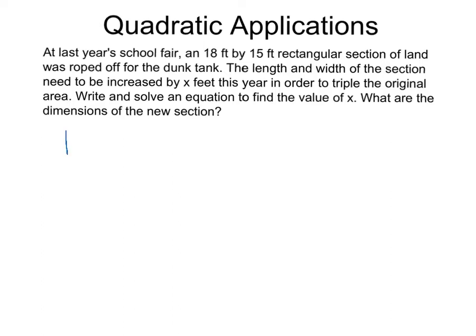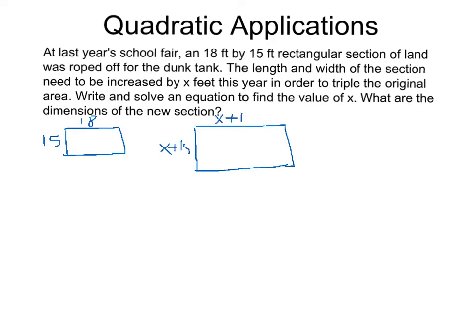So our original dunk tank area was 15 feet by 18 feet. We want to make a new dunk tank area where we've added x feet to each side. So this will be x plus 15 and x plus 18. But it also says we want to triple the original area.